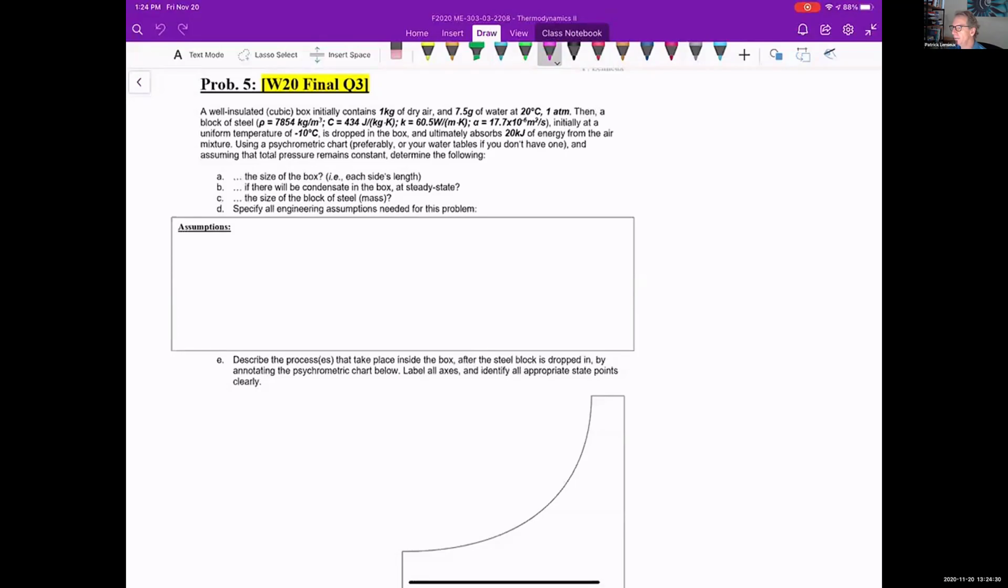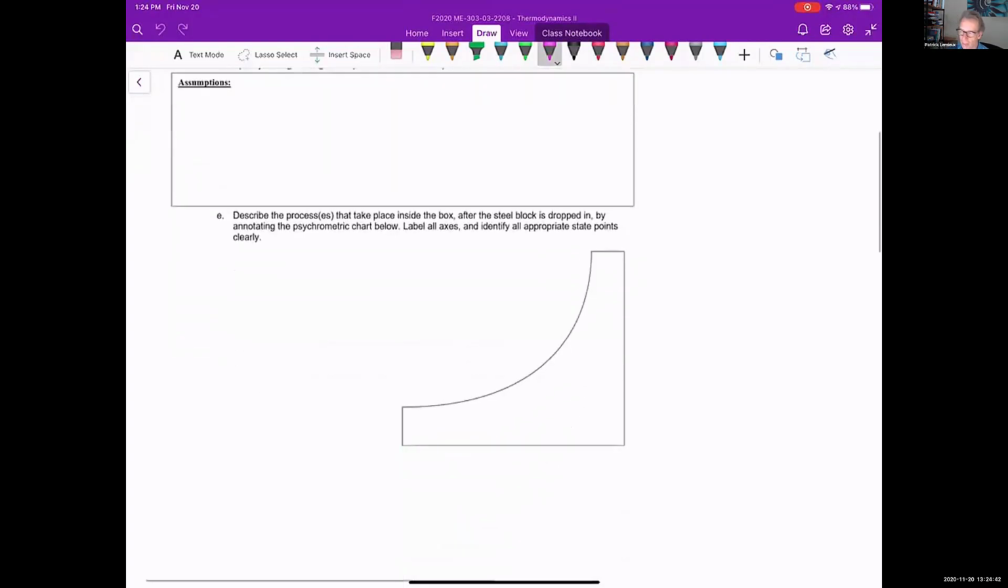We've already talked about the need for outlining all our engineering assumptions. And furthermore, I want you to sketch the process on a little psych chart diagram sketch that I'm including in the test. Now, of course, in your case, this being COVID and you haven't access to a computer, you could take the actual psych chart and annotate it, cut and paste, and drop that into your solution package.